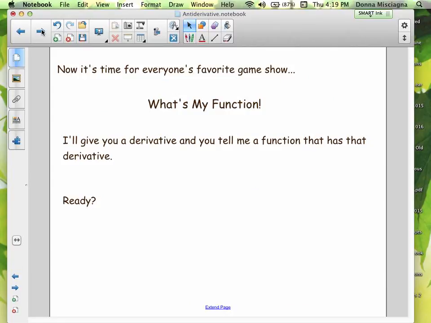Now, in reality, when you are antidifferentiating, you're going to have more tools in your toolbox than just being able to figure it out intuitively. But I think it'll give you at least a sense so that when we go through some of the rules and some of the steps, those steps will make sense, because you've had a little bit of experience with antidifferentiating a few functions that maybe you could figure out in your head. All right, so I'm going to give you a derivative, and you tell me the function that has that as a derivative.